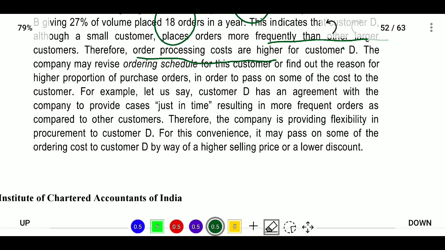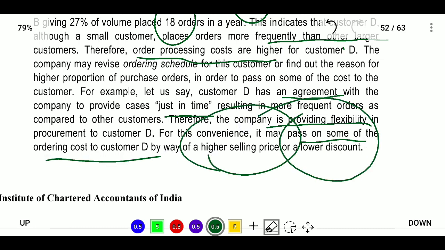For example, customer D has an agreement. If it is an agreement, we will see the agreement. Why is he incurring so much delivery cost? For example, if you have an agreement with the company to provide just in time, whenever he requires, he will not maintain the stock. That is the result, and they will provide the company with flexible procurement for customer D. For this convenience, the order cost incurred by the customer will mean a higher selling price or lower discounts.